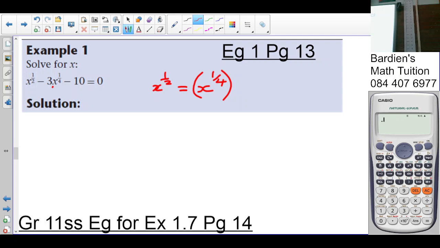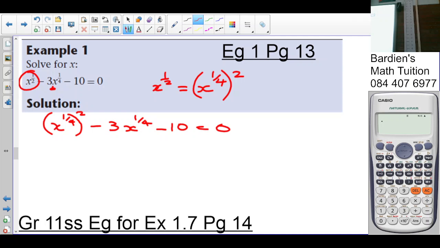2. Nice. You see that, people? Because a quarter times 2 is half. Not so? So what I do is I write this here in terms of that variable. Can you see that? So in other words, it will be x to the quarter squared minus 3, x to the quarter minus 10 is equal to 0. Okay, so what do we do now?